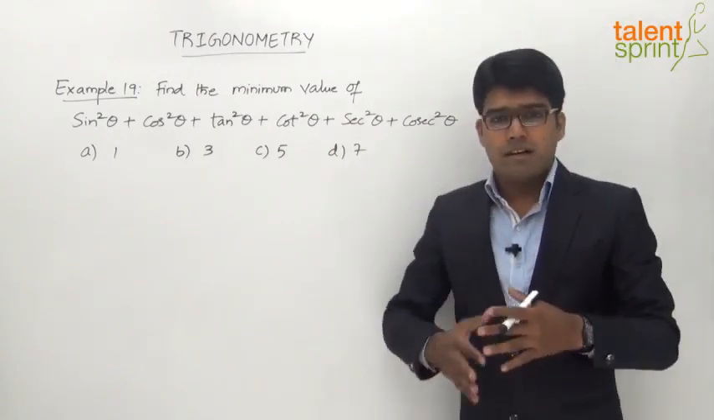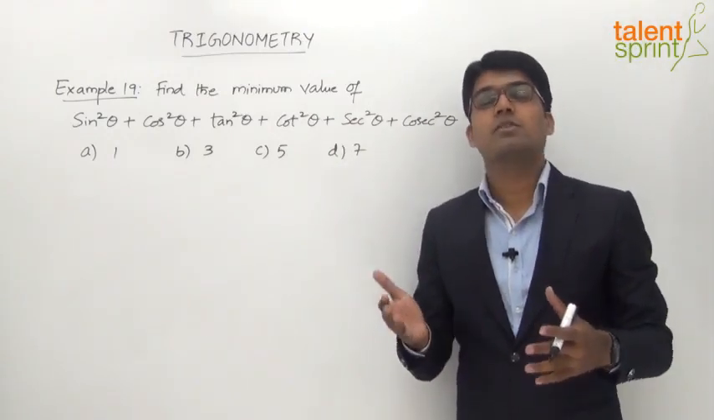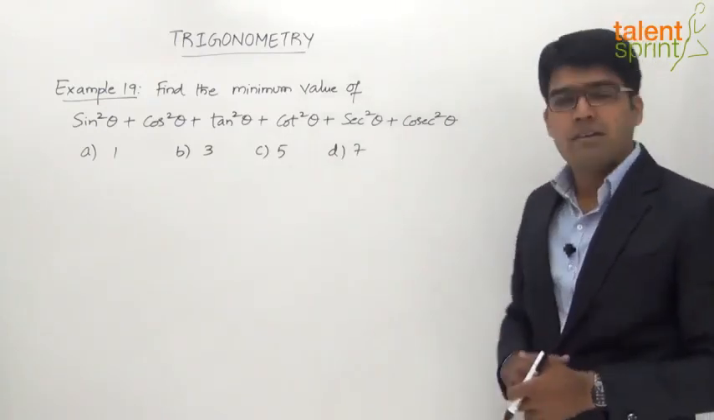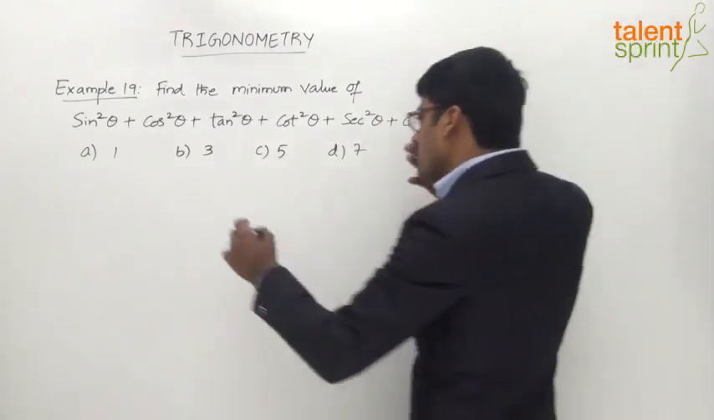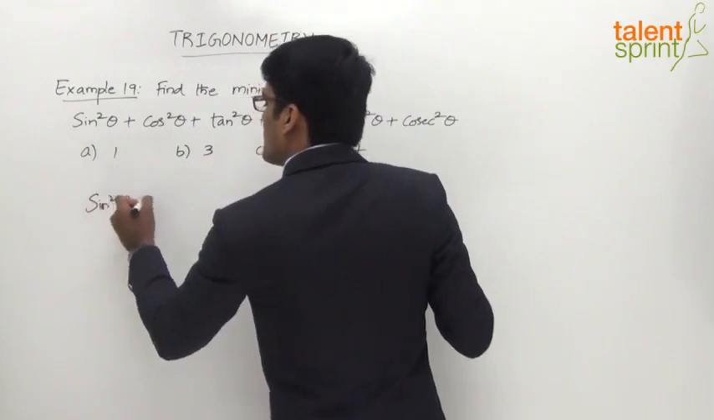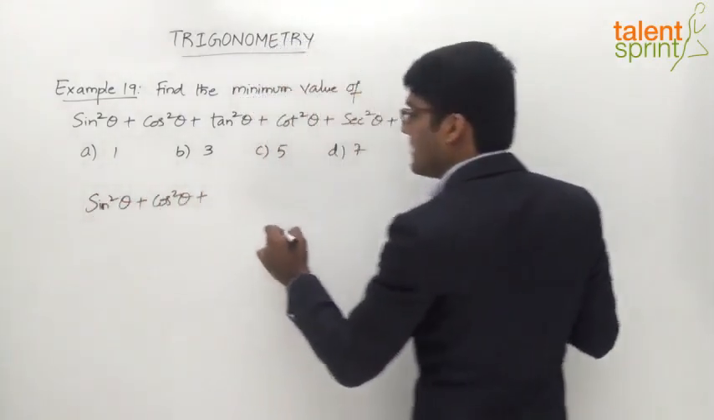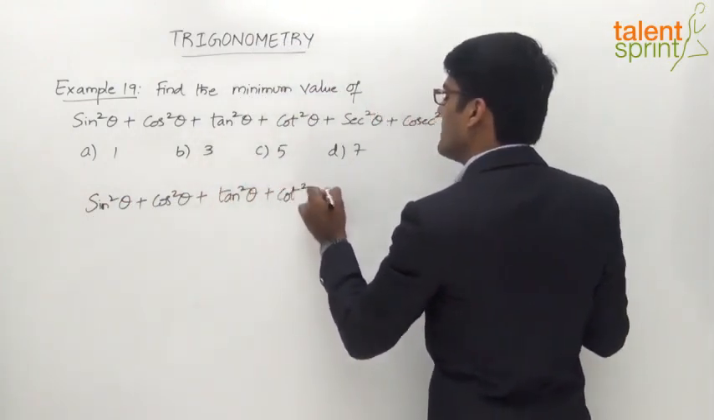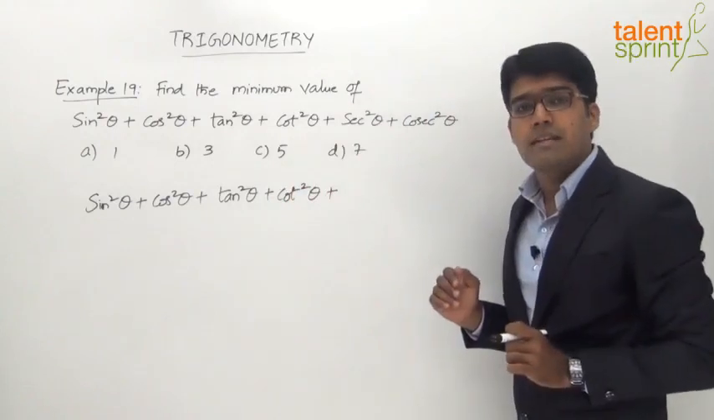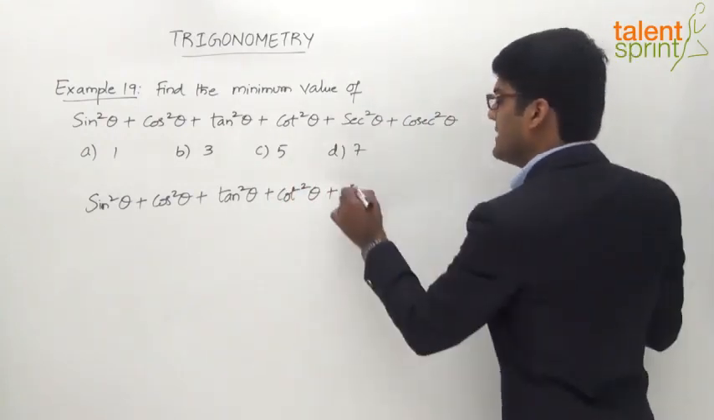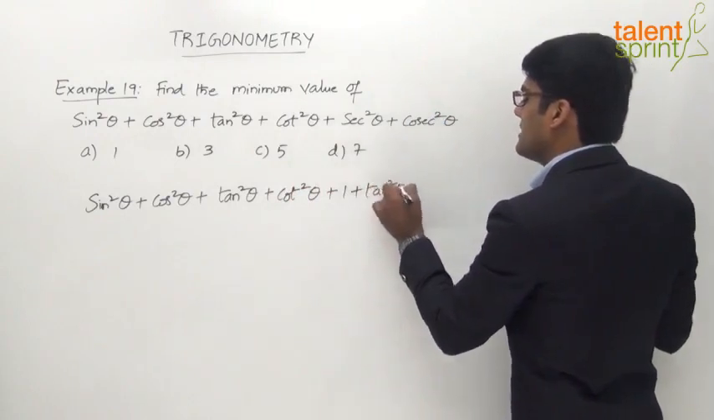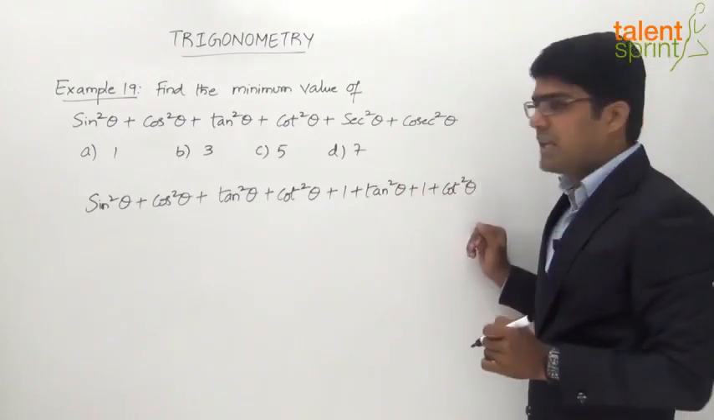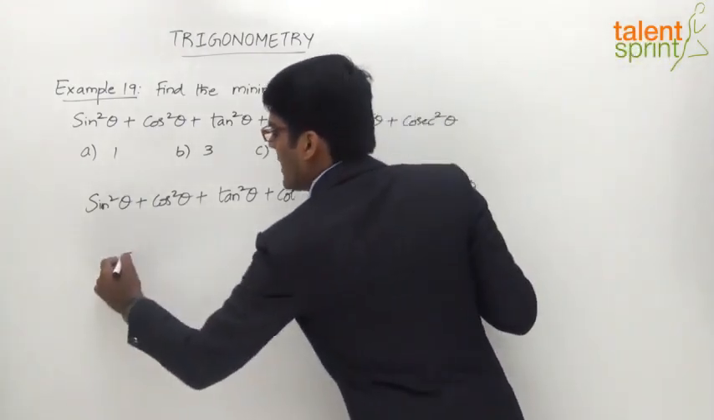Now that we have learned a process of finding out the minimum value using the concept of arithmetic mean being greater than or equal to geometric mean, let's solve this question using a similar method. If you look at the given expression, sine square theta plus cos square theta plus tan square theta plus cot square theta plus secant square theta plus cosecant square theta, secant square theta can be expressed as 1 plus tan square theta, and cosecant square theta can be taken as 1 plus cot square theta.